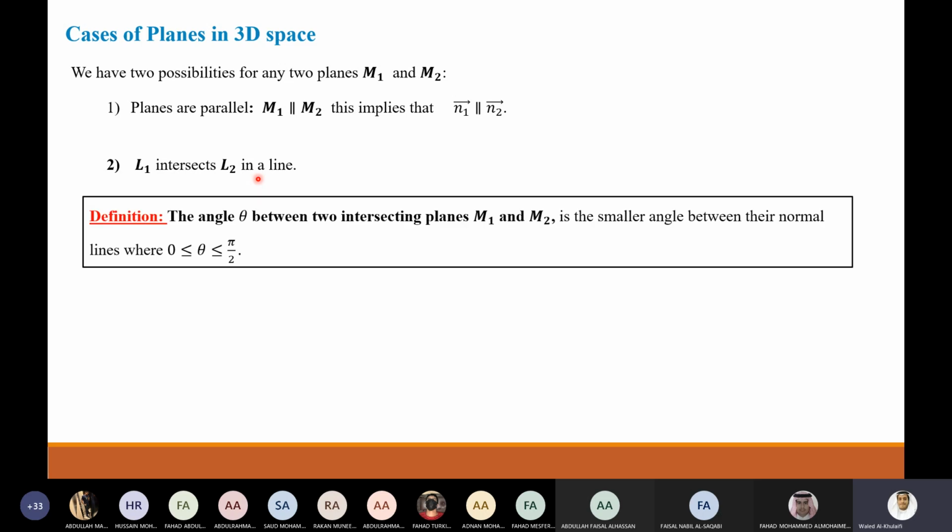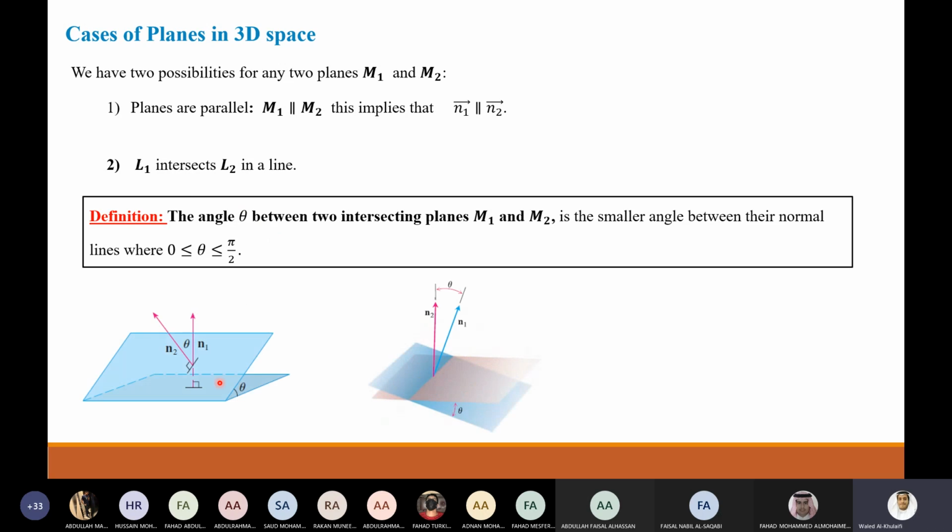The intersection here is not one point. The intersection is a line. In case of the intersection, you know that we're going to have an angle between them. For example, this one, if you see the curves here, we're going to have a certain angle, right? How can we measure, define this angle? Well, we say that the angle theta between two intersecting planes, M1 and M2, is the smaller angle between their normal lines, where theta is from 0 to pi/2.